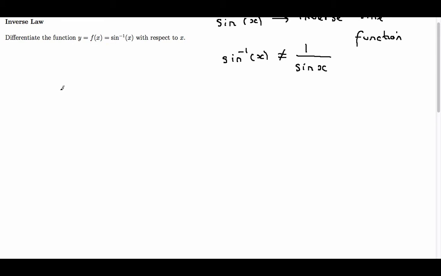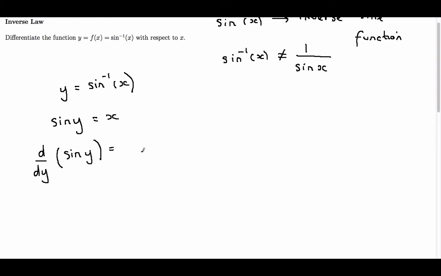So now to differentiate it, we're going to write that y is sine to the minus 1 of x, and we're going to take sine of both sides. So when we take sine of both sides, we'll get that sine y is equal to x. Now what we're going to do is differentiate both sides with respect to y. That requires me to differentiate sine y with respect to y, and on the right hand side, I'll just have dx by dy. So when I differentiate sine, we'll get cos, and we'll just have dx by dy on the right hand side.